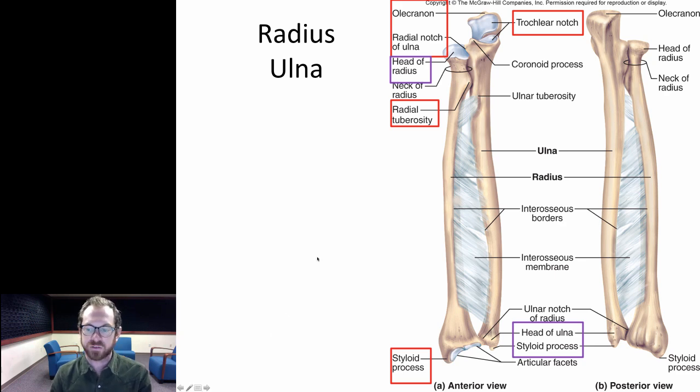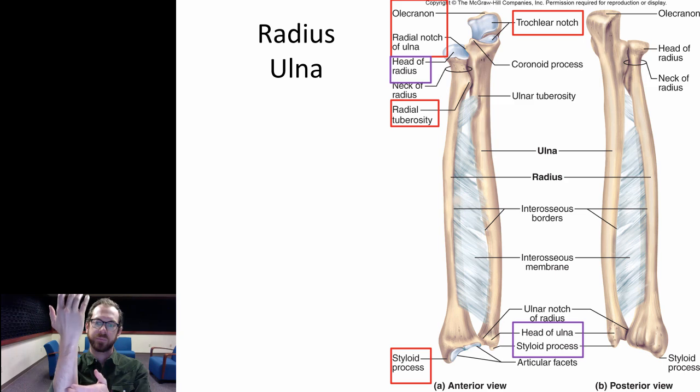Now we're moving into the radius and the ulna. These are the two bones in your forearm, okay? And in standard anatomical position, your radius is on the lateral side of your forearm, and your ulna is on the medial side of your forearm, okay?